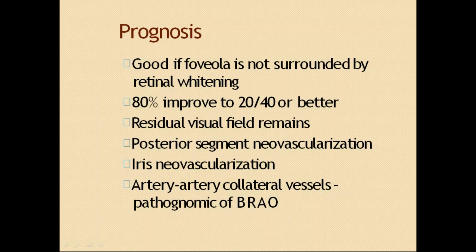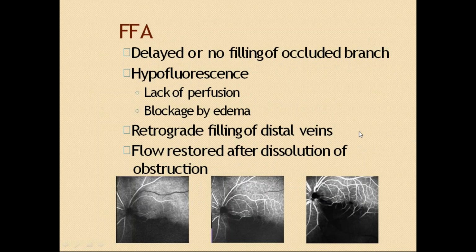Residual visual field defects remain even after recovery, and the normal retina is not involved. Posterior segment neovascularization is also seen. Iris neovascularization is also seen. So what is the pathognomonic sign of BRAO? Arterial collateral vessels will be present. So there will be collaterals between the arteries. That is the main thing with BRAO.